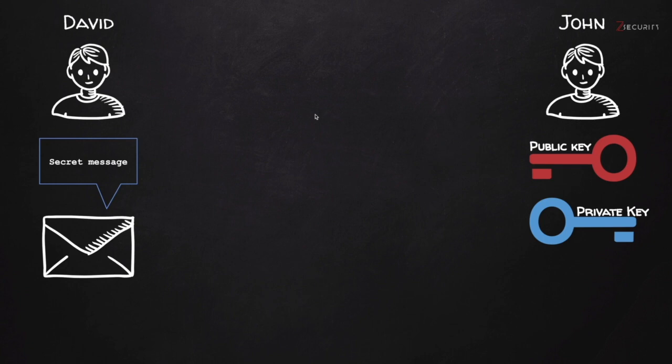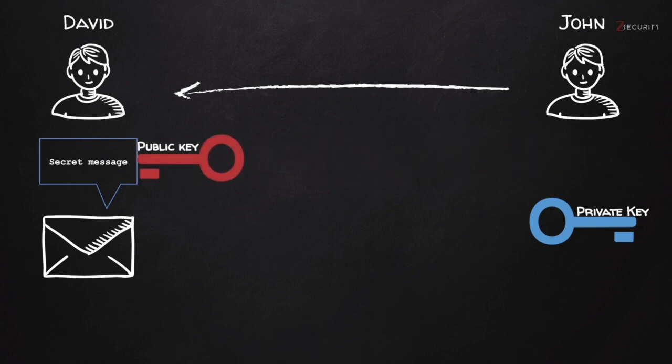So again, David wants to send a message to John. The content of the message is "secret message." But before sending this message and before encrypting it, John is going to create a key pair, a public key and a private key. Like I said, these keys are mathematically linked, and John is going to send the public key to David, to the person that will send the message.